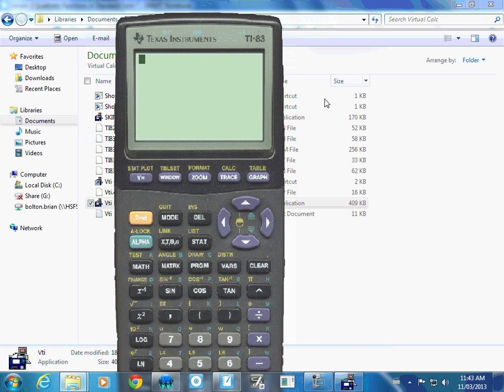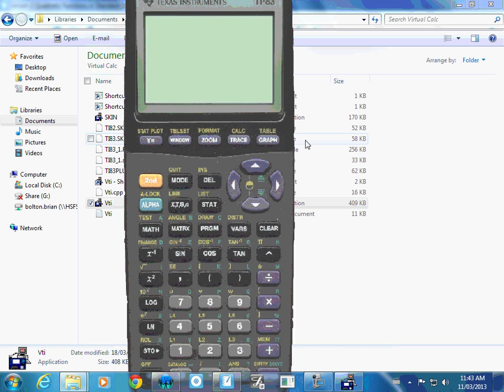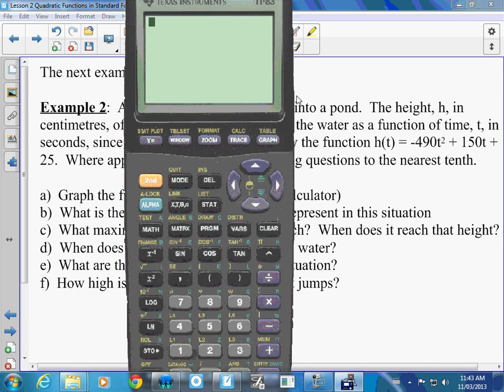By the way, if you want a copy of this for at home, just bring me a flash drive without a virus on it, please. And I'll give you a copy of this.